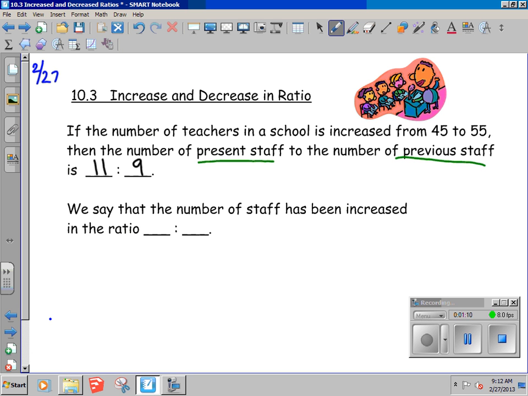We say that the number of staff has been increased in the ratio of 11 to 9, where the new value comes before the old value. And this is the key to the lesson: an increase or decrease in the ratio is always written with the new value first and the old value second. So you've got to look at them from right to left of what's happening here. That's an increase in the ratio of 11 to 9. Let's go and do the next one.